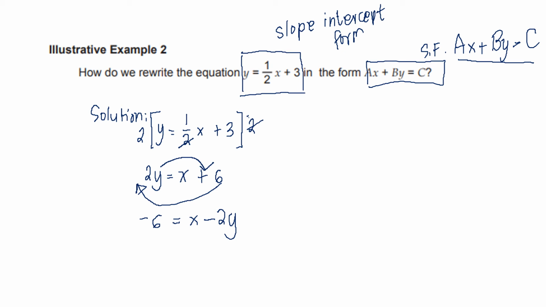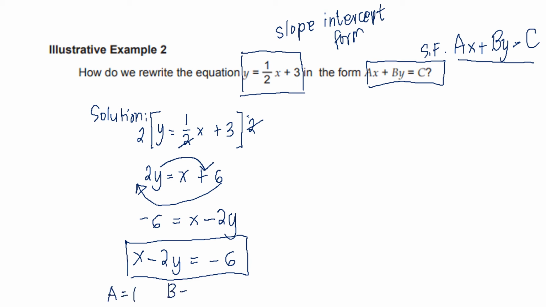So what I will just do is to simply interchange their position. There's no need to change the sign. Because actually, negative 6 equals x minus 2y is simply the same as x minus 2y equals negative 6. Okay? So this is now our standard form. A is equal to 1, B is equal to negative 2, and C equals negative 6.